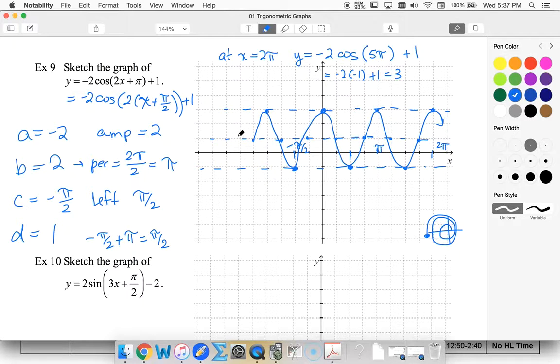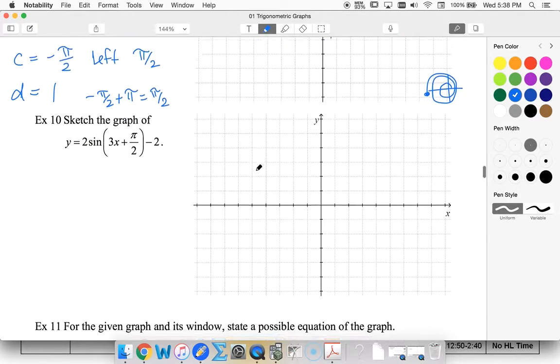Make sure you label your axes clearly. So we're counting by ones. So my max is 3, my min is -1, and I can see that every 2 spaces is pi over 2. All right, let's try this next one.